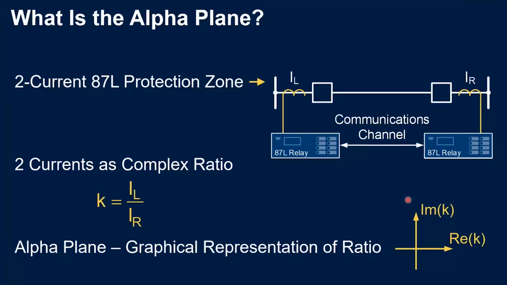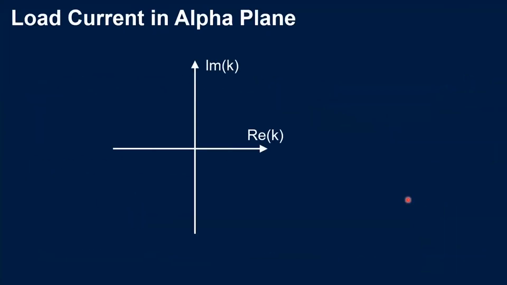Okay, as simple as that. So let's see some different scenarios, typical scenarios of our system and how this operation point behaves for these different scenarios. So here we have the base scenario, load current. We have no fault, just current flowing through the line.